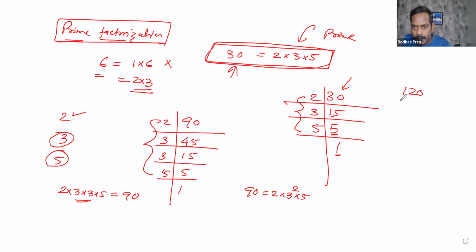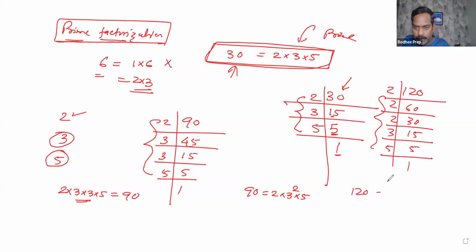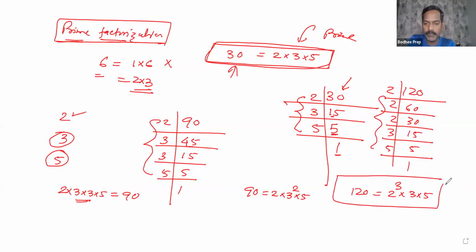Let us take 120. 2 into 60, 2 into 30, 2 into 15, 3 into 5, 5 into 1. So the product of all these. 120 is written as 2 into 2 into 2. How many times? 3 times. So we can write it as 2 to the power 3 into 3 into 5. This is the prime factorization of 120.